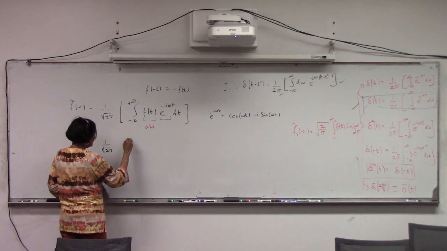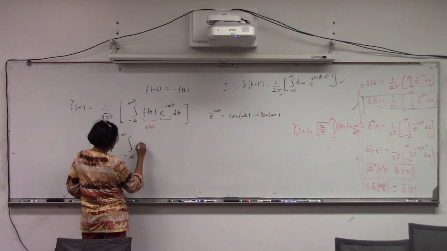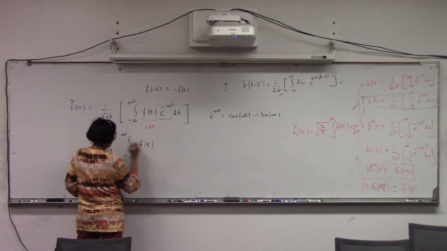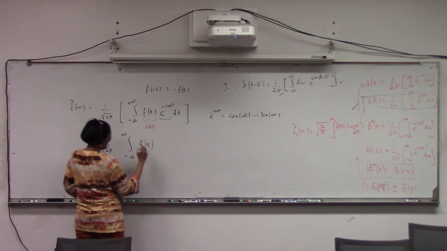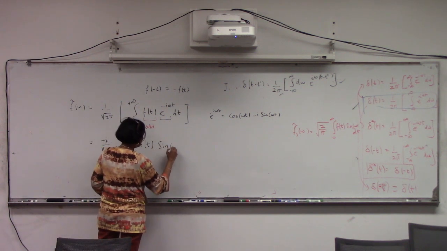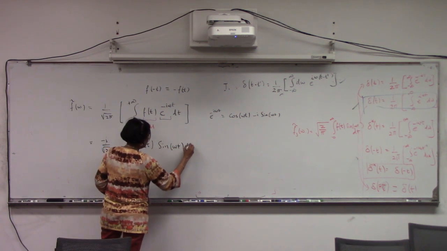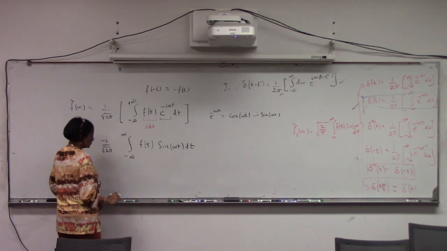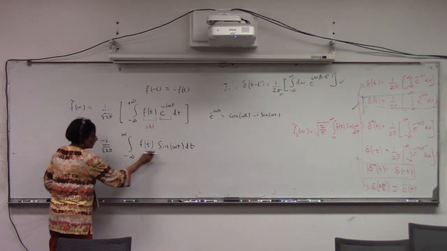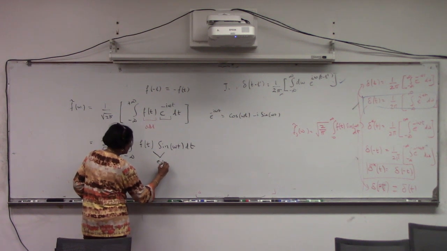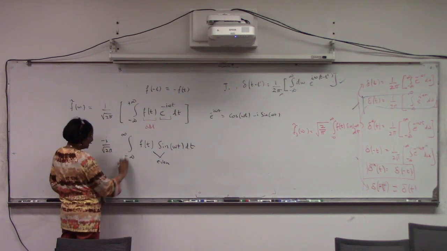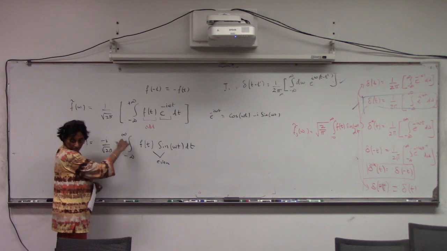The term that is going to survive is the integral from minus infinity to plus infinity of f of t, with a minus i because of that, sine of omega t dt. That is the only term that's going to survive. This is odd, that is odd, so the product of these two becomes an even function now, right? So I can write this as 2 times 0 to infinity. I can do that also.